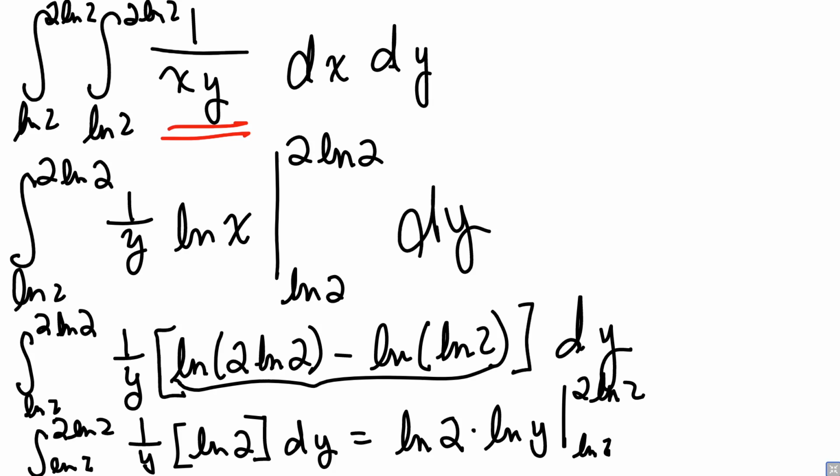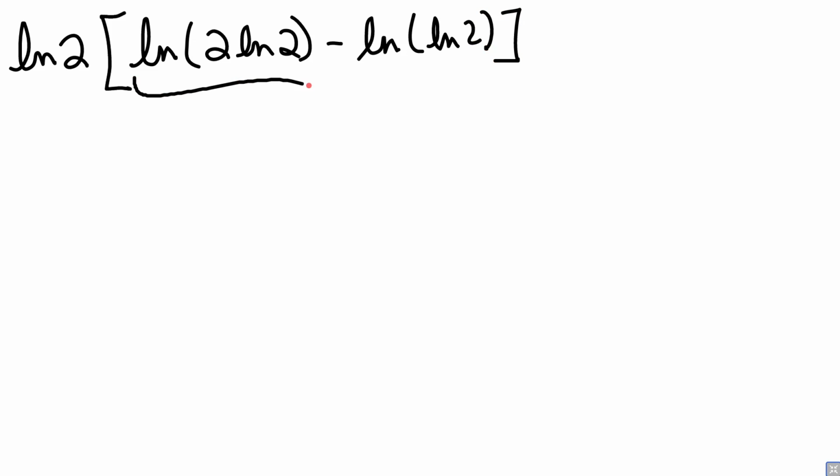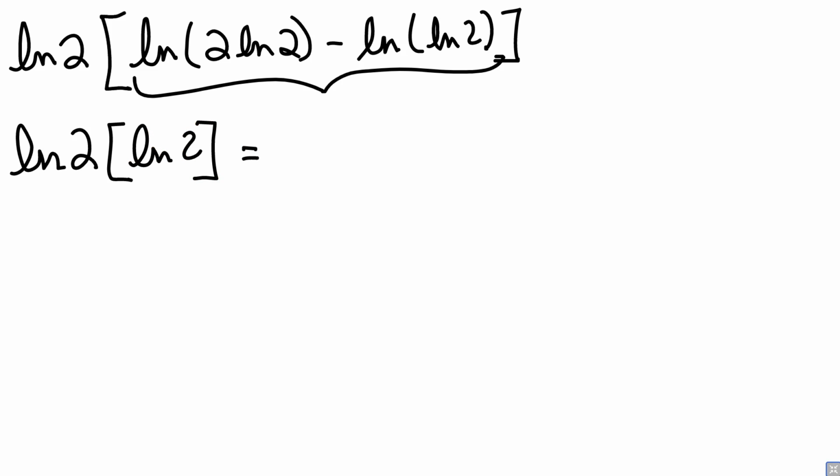Okay. So essentially what we're going to end up with is this. We're going to have the natural log of 2 times, if we evaluate it, the natural log of 2 times the natural log of 2 minus the natural log of the natural log of 2. Now, we know that this is going to simplify down to what? Ln 2. And if we multiply those together, we're going to end up with the natural log of 2 quantity squared.